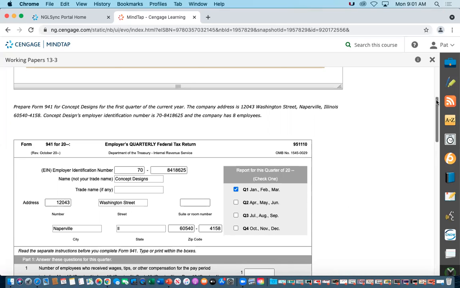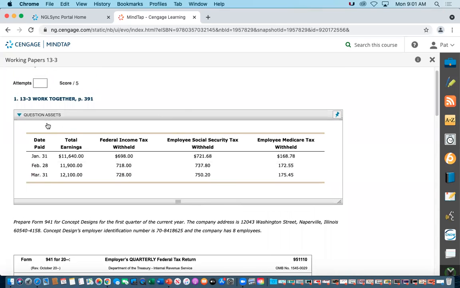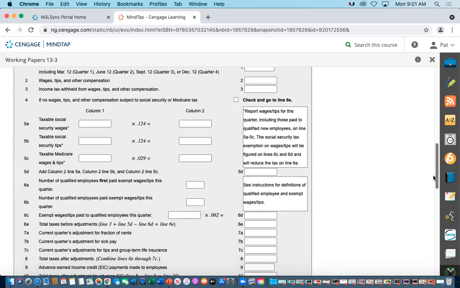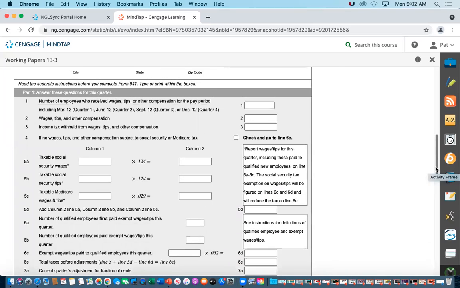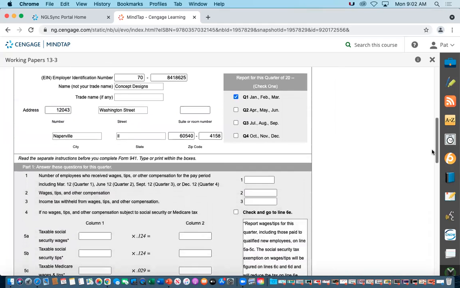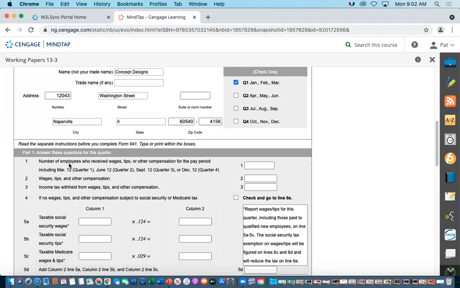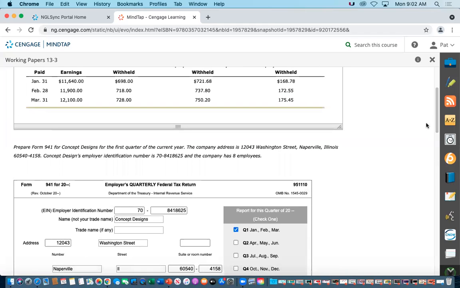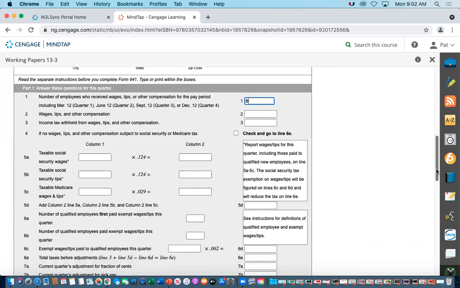All right. So you're going to take now this information up here, and we're going to be starting to fill this information out. Step 1, yep, quarter 1 there, because we're in January. Okay. Step 1, it says number of employees, 8. How do we know this? In our instructions, we have the company has 8 employees. So we put 8 there.